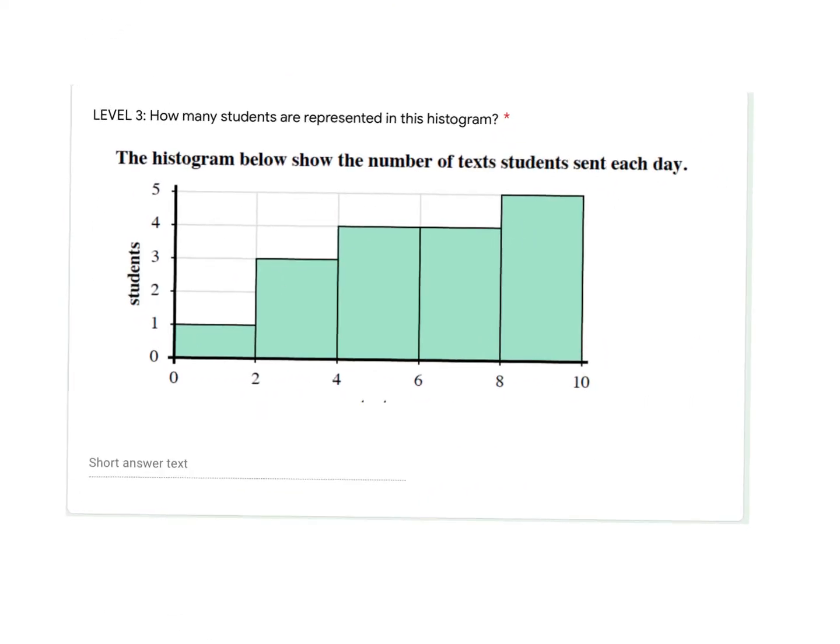So for the level 3 question, it asks, now if you got a level 3, 2, or 1, you may have gotten this one wrong. So how many students are represented in this histogram? So we're asking about representation, represented, right? Which is essentially, they're just wanting to know how many people took the survey in total. Okay, well, we've done that before.